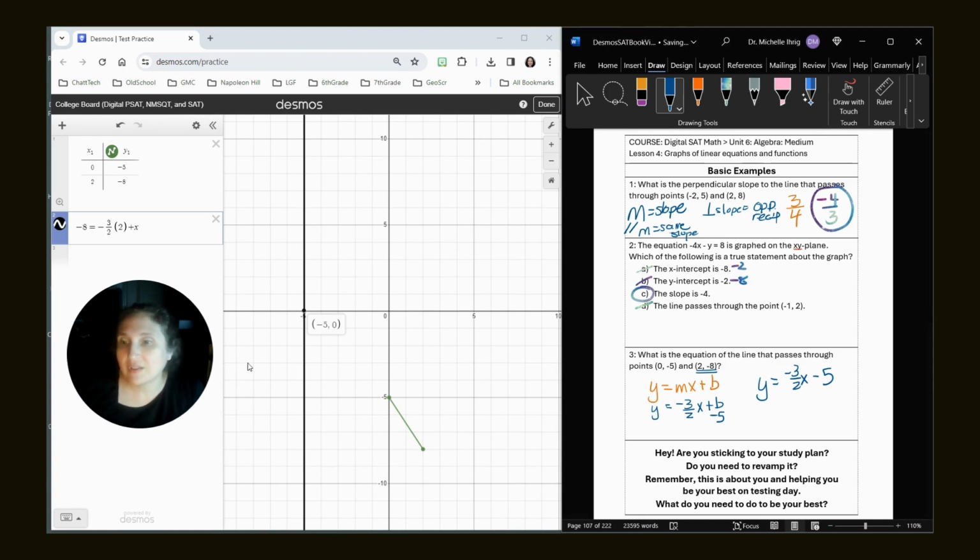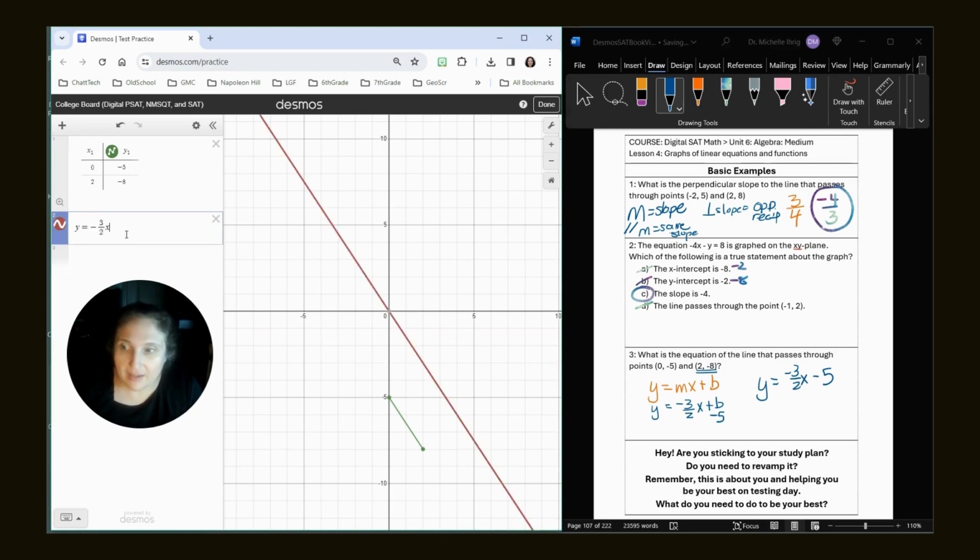And let me show you what it looks like when we type it in, just to show you that it's the correct equation. Y equals negative 3/2 x minus 5. And you can see it goes right through our green line.